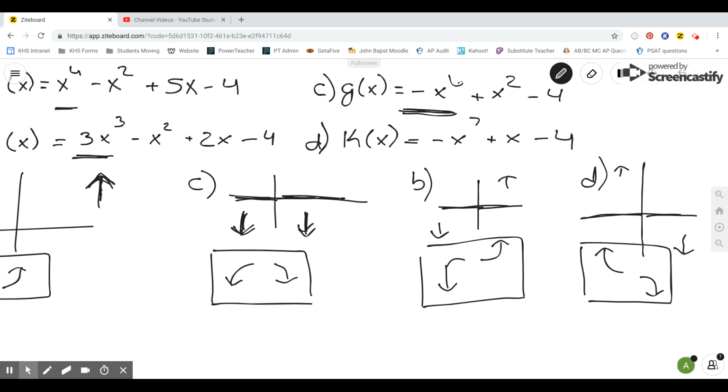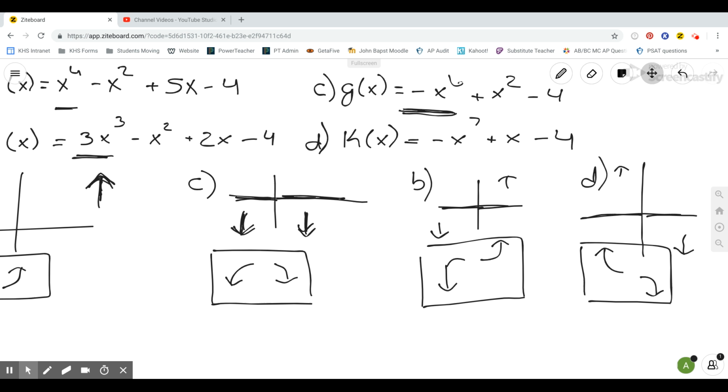So really, if we can remember our quadratic looking like a U and our x cubed function looking like letter B, then we have all of our end behaviors. Because we just need to remember that negative is going to reflect it over the x-axis. So even degree, you're going in the same direction. Odd degree, you're going in opposite directions.